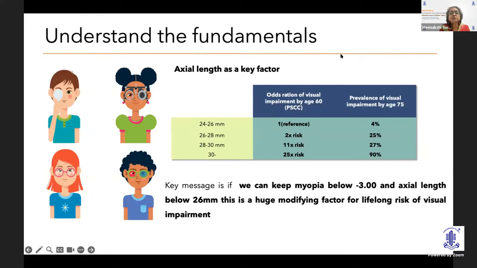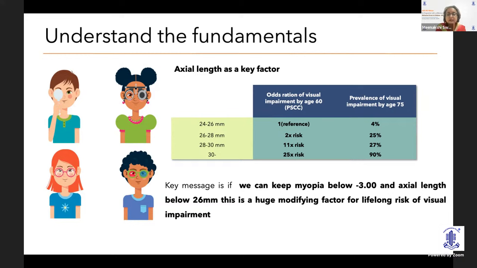All right, so let's do a little bit more about the fundamentals. I want to keep impressing upon you that axial length is the key factor that determines who becomes a high myope, who develops really bad problems. So look at that. On the left side, you see this axial length, 24 to 26, 26 to 28, 28 to 30, and more than 30. And just look at the odds ratio and the prevalence, odds ratio of cataract by age of 60 and visual impairment by age of 75. It goes on increasing as the axial length increases. Look at that axial length, more than 30, 25 times risk of you developing visual impairment by age 60 because of cataracts, 90% prevalence of visual impairment by age 75.